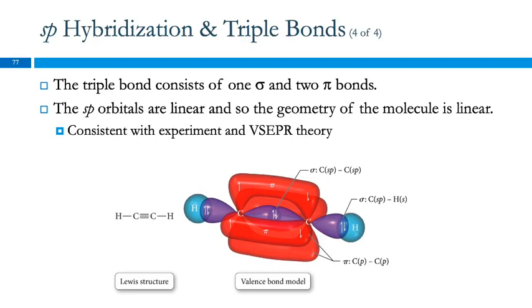Okay, so I'm going to get ahead of myself, but how do we predict what the hybridization is? We're going to look at the Lewis structure and see how many electron groups are there around that carbon. 2 groups. 2 fingers, S, P.